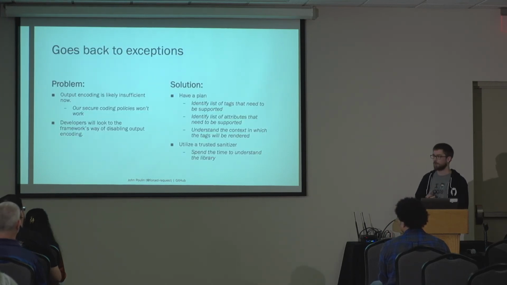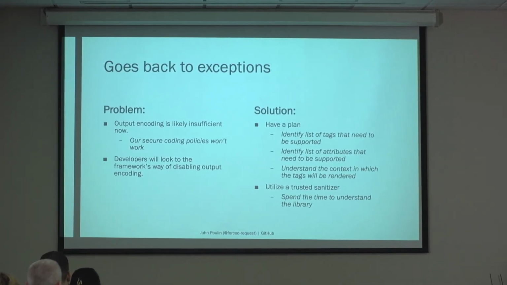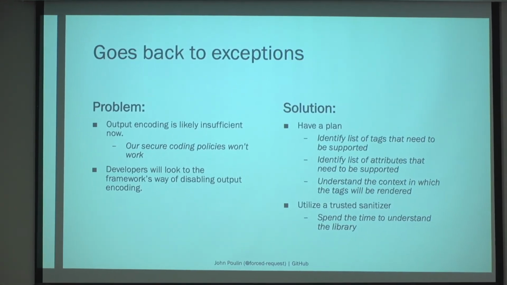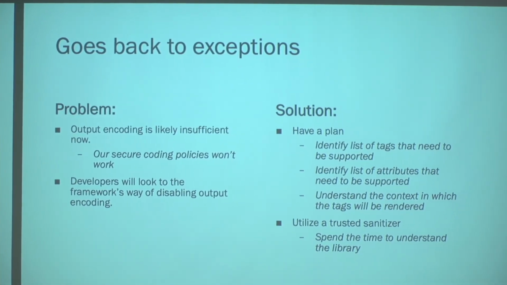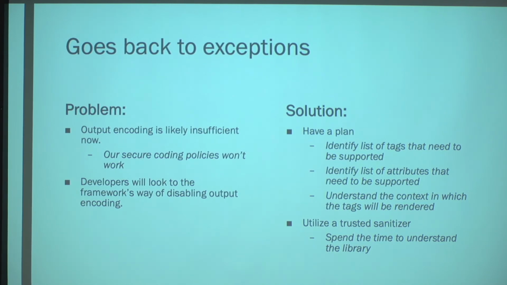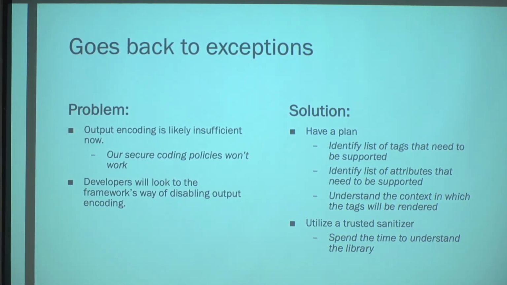So this goes back to our exceptions process. In our secure coding policies that we all have, we say use output encoding. That's not going to work in this case because we want them to provide HTML. On GitHub.com, we allow users to provide HTML. We allow users to provide Markdown, which is converted to HTML. So this is a problem I deal with every single day. And developers, by default, are going to opt out of the framework mitigation. So we're going to use html_safe because that's going to make things work by default. But then we're going to have cross-site scripting.